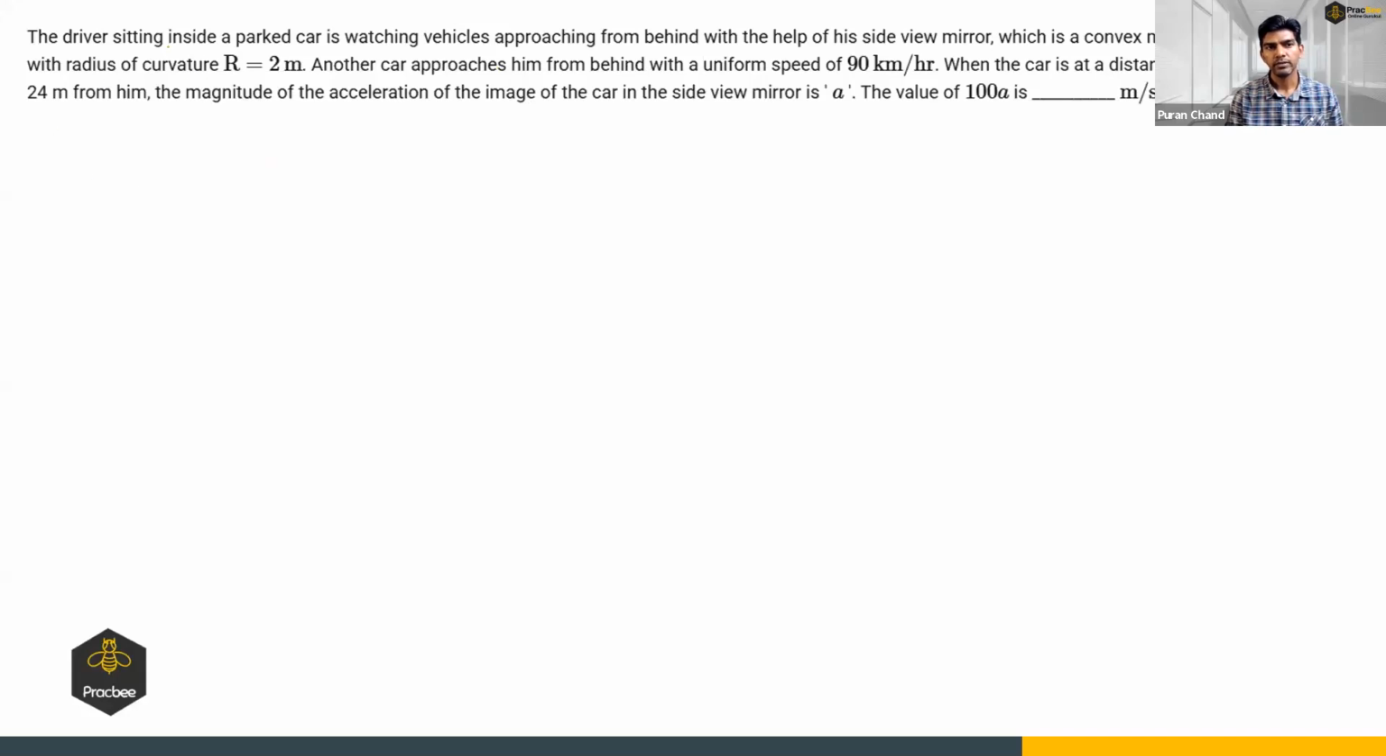Right. So the driver sitting inside. Now this question is tough. Let us see. A driver sitting inside a parked car is watching a vehicle approaching from behind with the help of his side view mirror, which is a convex mirror with a radius of curvature of 2 meter. Another car approaches him from behind with a uniform speed of 90 kilometers per hour. So 90 km/h means 25 meter per second.